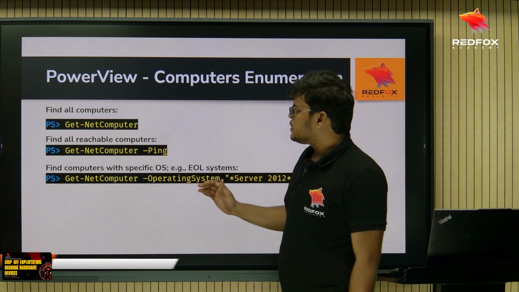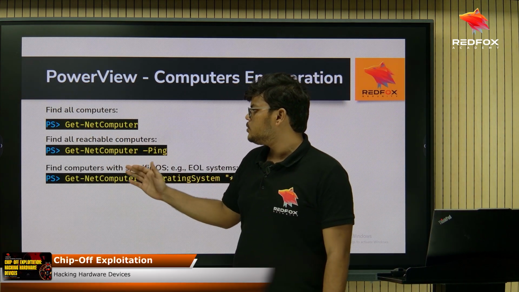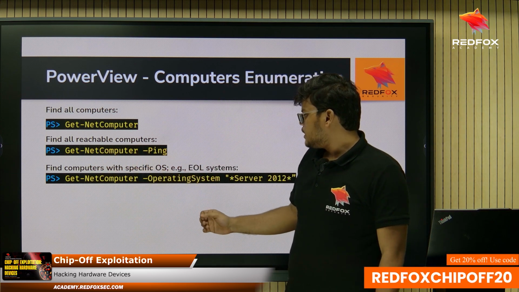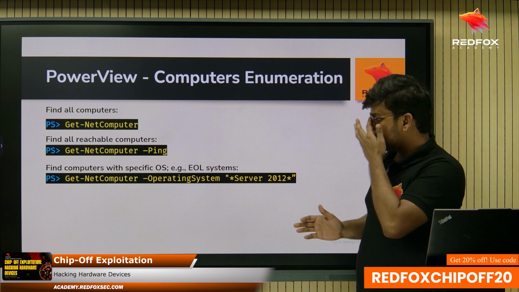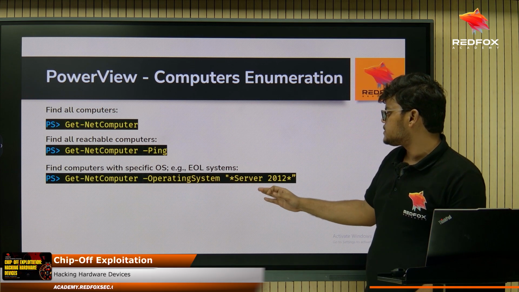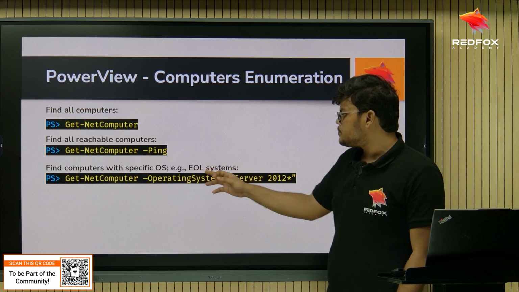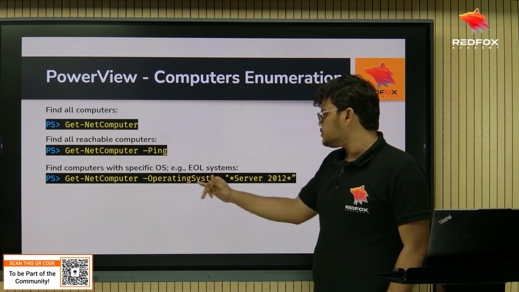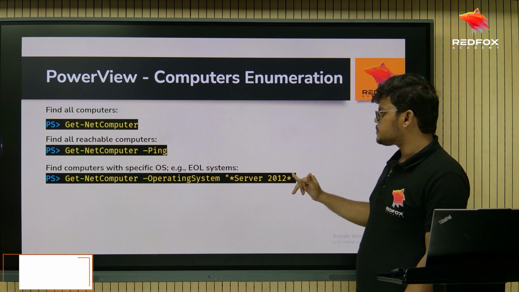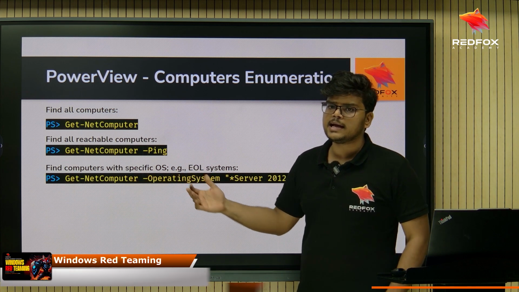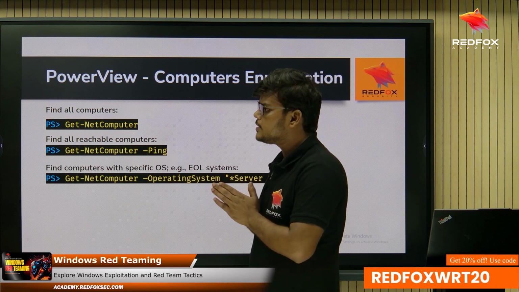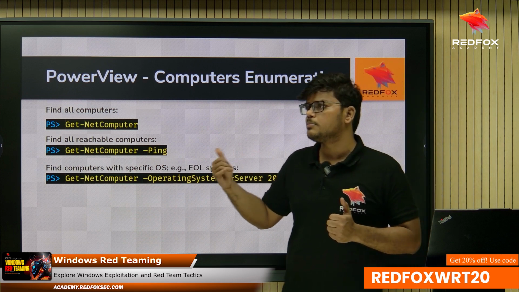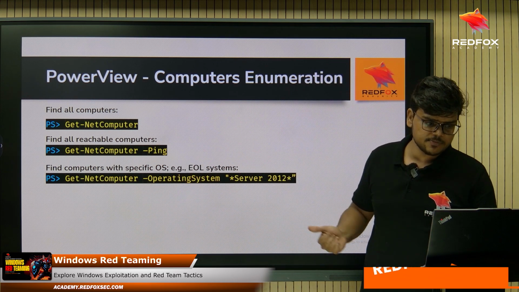If you want to query the computers, you can use this command, Get-NetComputer. If you want to find out computers that are reachable, you can use the Get-NetComputer -Ping command. And if you want to find out systems that are using a specific operating system, you can use this command. Why is this command important? Because you can easily query out the outdated systems. Using this command, if you write Windows XP here, it will query the domain controller and give you only the systems running Windows XP. Windows XP is one of the older systems and it might probably be vulnerable. So that's how you can find those systems.